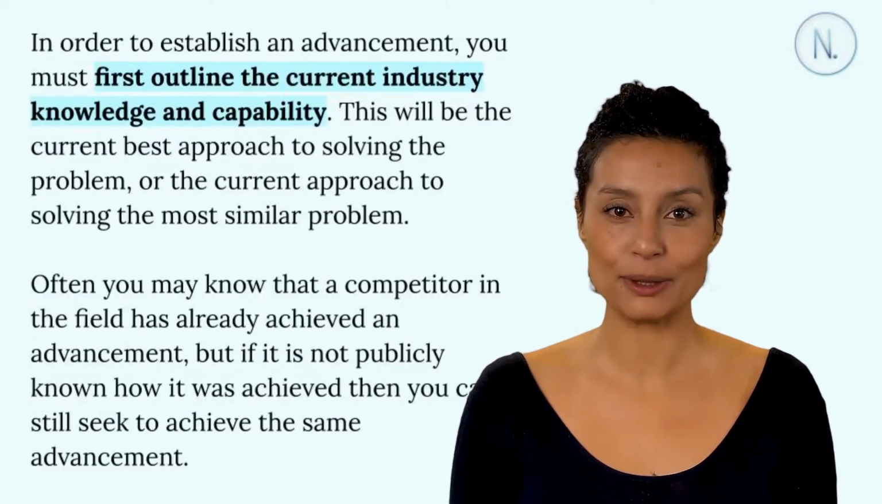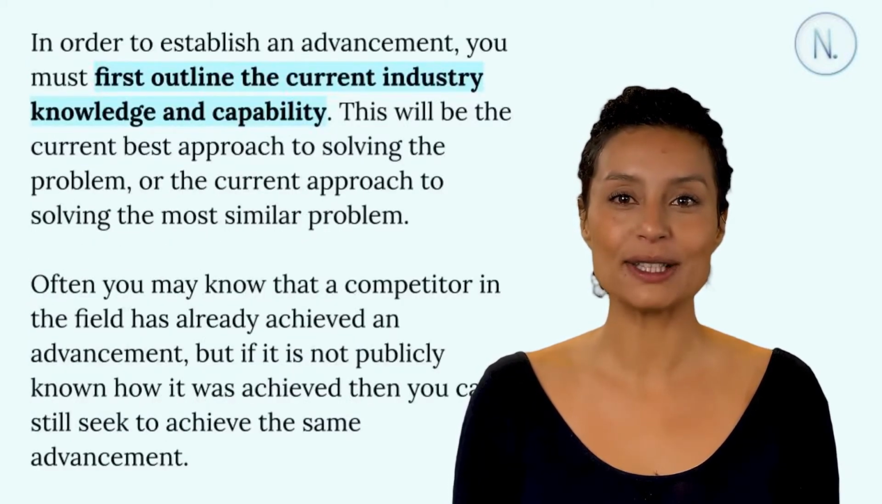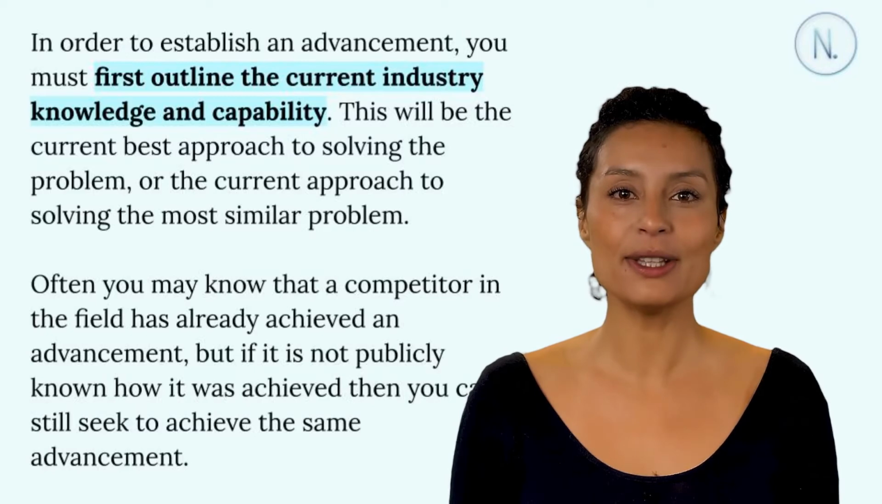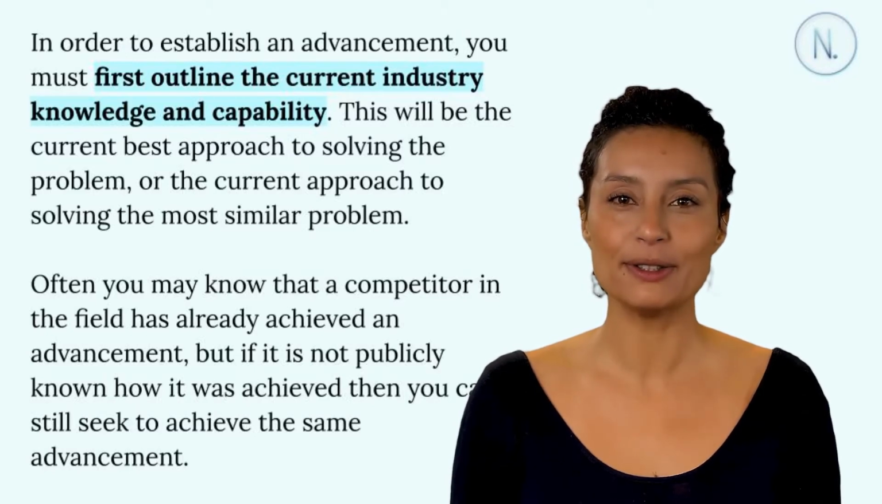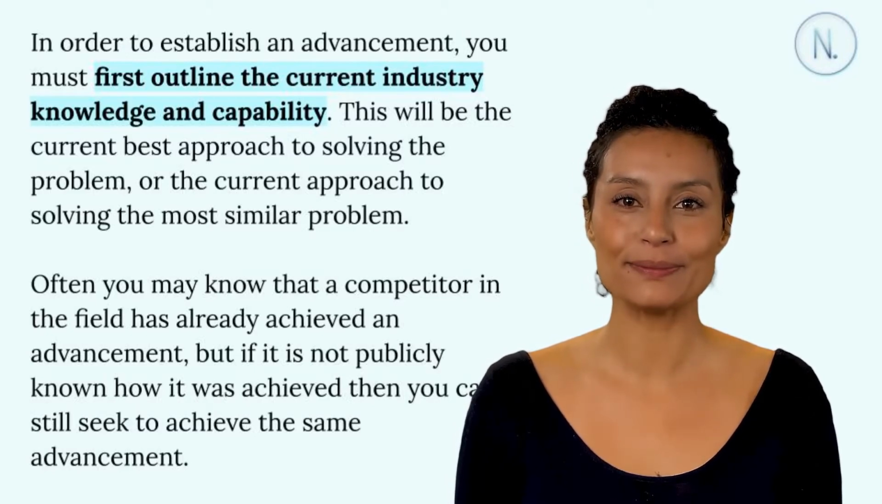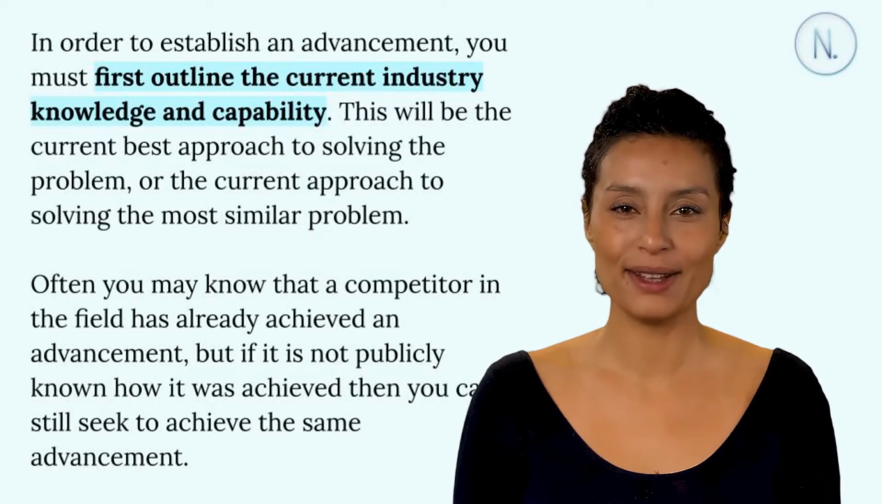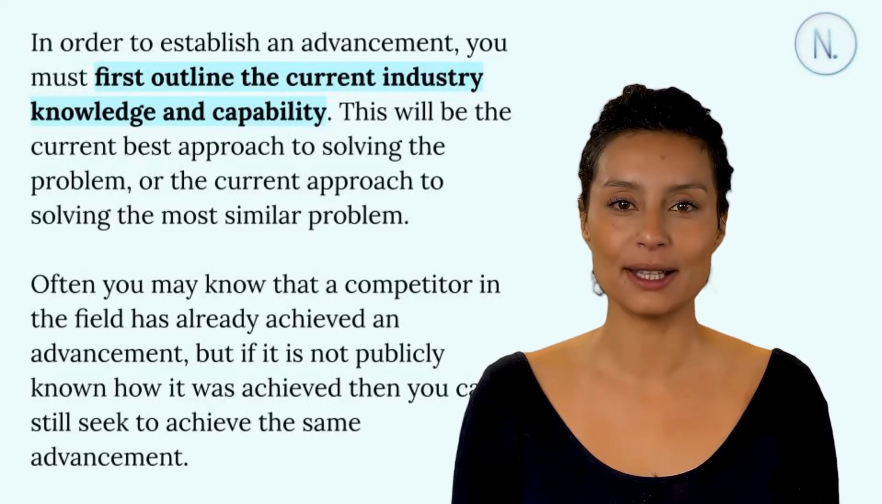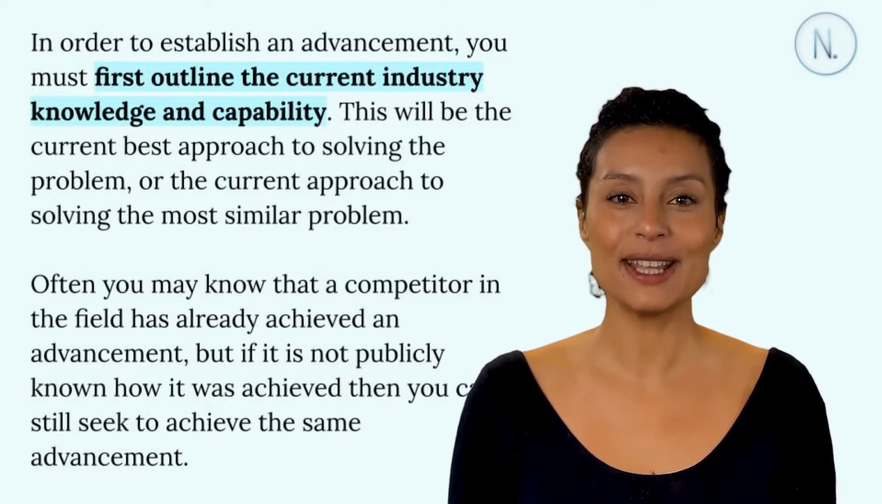In order to establish an advancement, you must first outline the current industry knowledge and capability. This will be the current best approach to solving the problem, or the current approach to solving the most similar problem. Often you may know that a competitor in the field has already achieved an advancement, but if it is not publicly known how it was achieved, then you can still seek to achieve the same advancement.